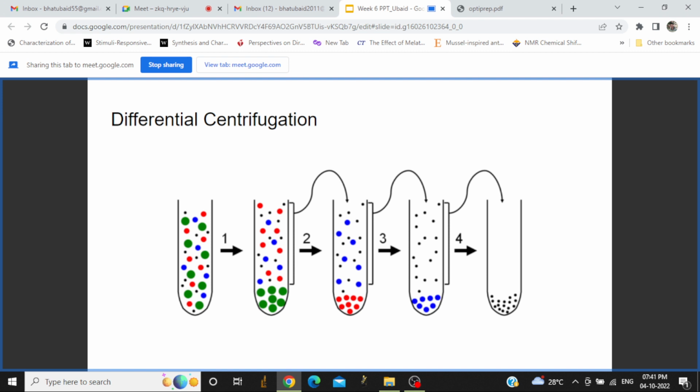For example, in the first step, the centrifugation is done at a lower force, for example 100 g. Some types of particles, because they have higher density or higher mass, will come to the bottom, and others will remain suspended in the fluid. So we can decant this fluid and separate it. And then we increase the centrifugal force.